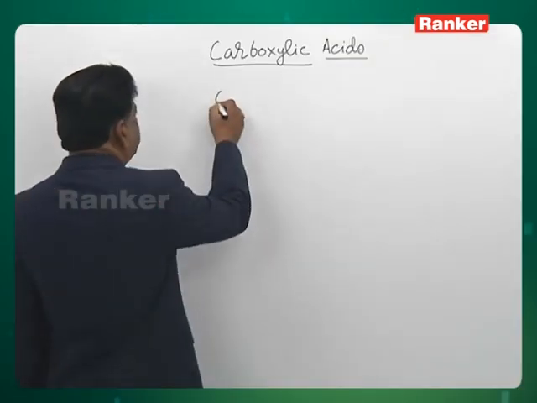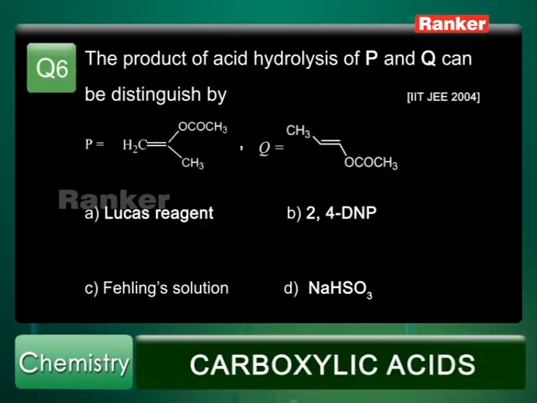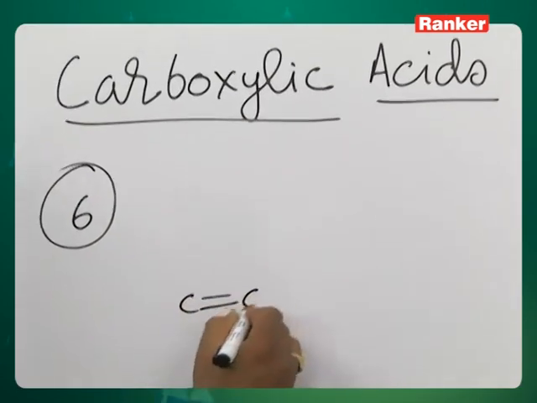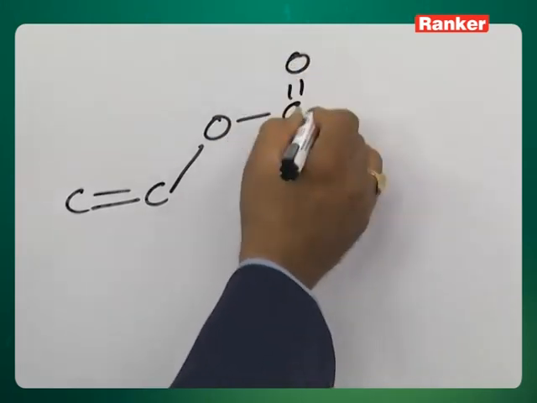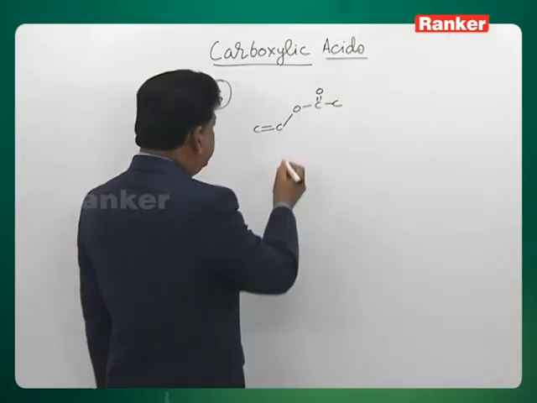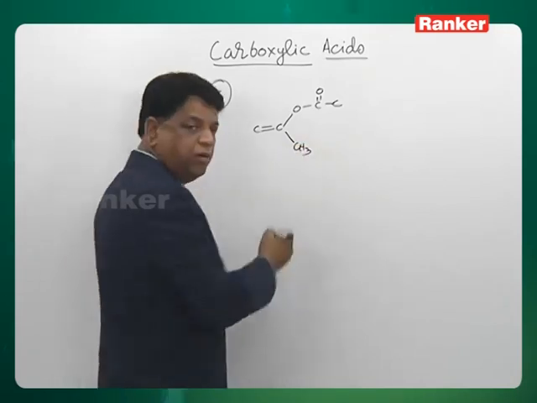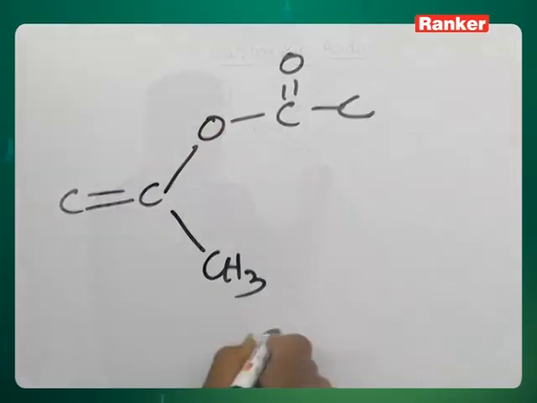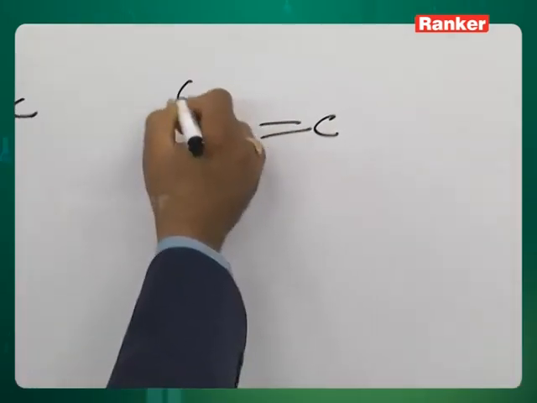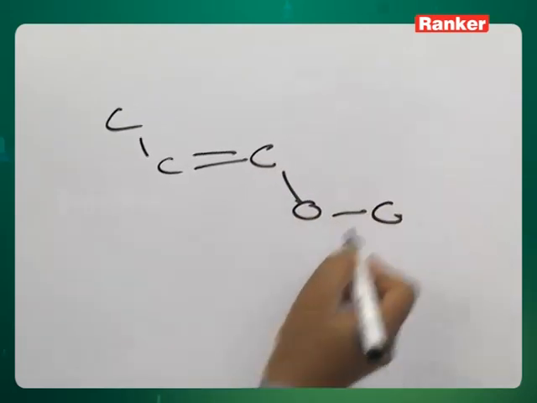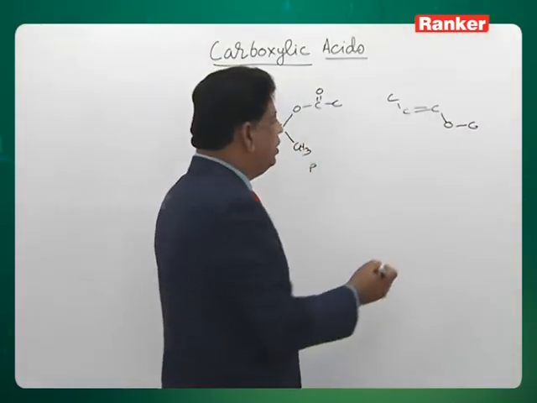So question number 6. The question is, the product of acid hydrolysis of P and Q can be distinguished by. So the two compounds are given. One is an ene attached with an ester of the acetic acid, and on the other side a methyl is shown. This is compound P. The other compound is an ene attached with a methyl and an ester of acetic acid. Both are acetic acid esters only.